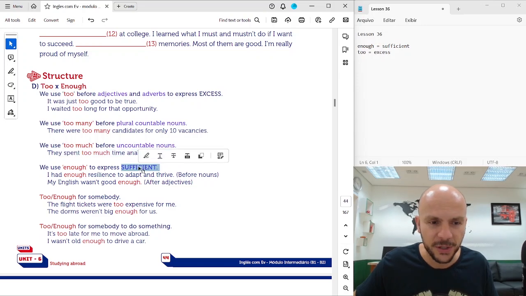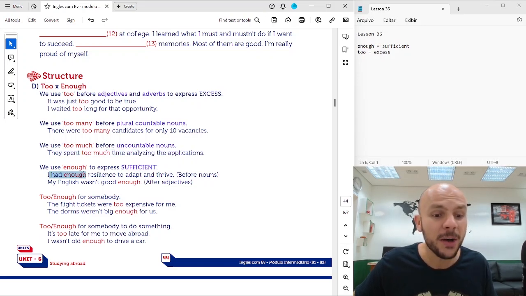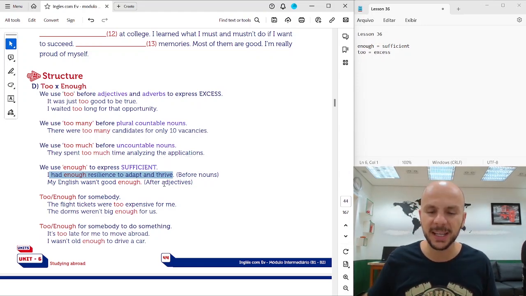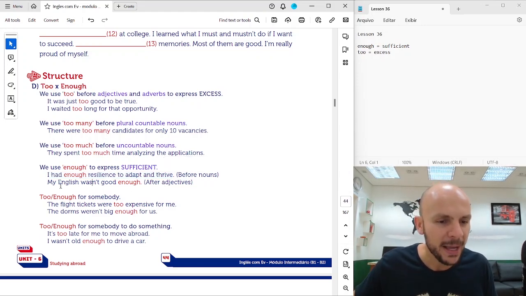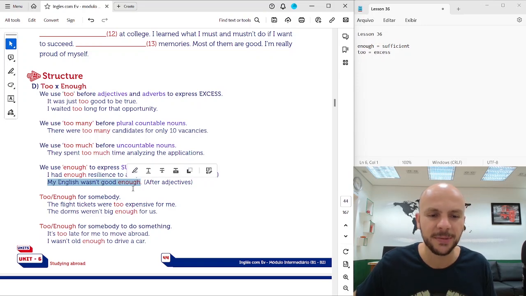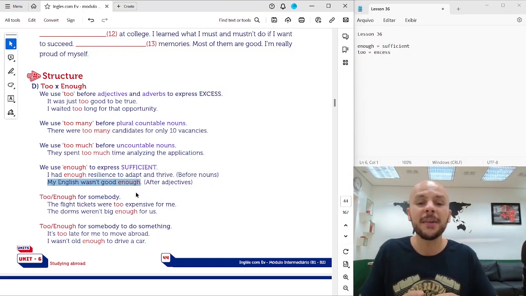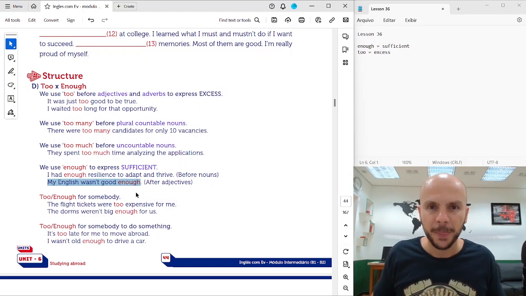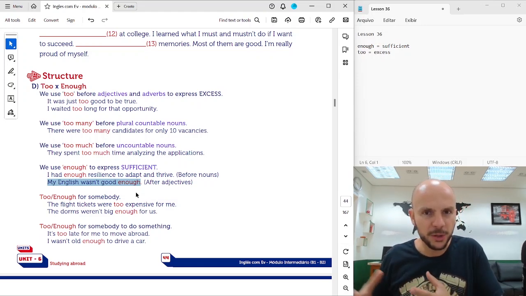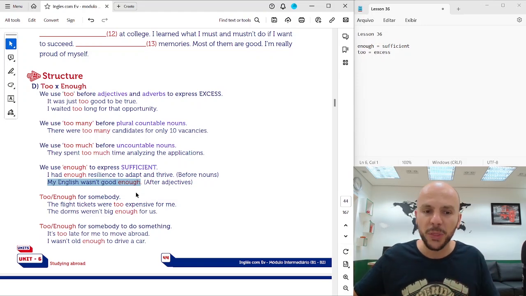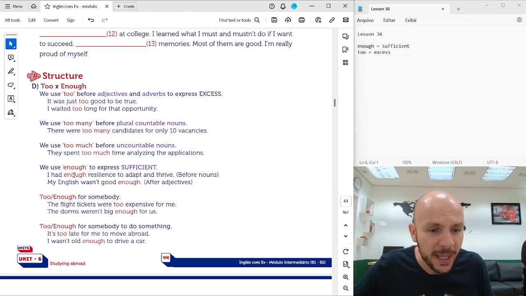Enough, sufficient, okay? I had enough resilience to adapt and thrive, okay? I have sufficient resilience, okay? My English wasn't good enough. My English wasn't... I didn't have sufficient English, okay, to go there to communicate with people, okay? So enough, sufficient.